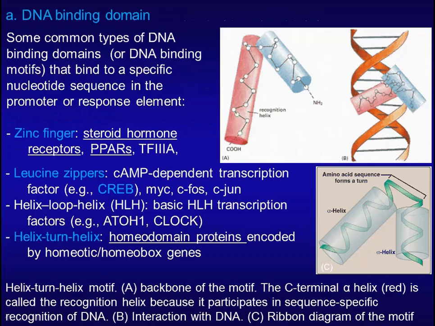DNA binding domains contain common structural motifs. For example, zinc finger is a motif found in steroid hormone receptors and PPARs. Leucine zipper is found in CREB. Helix-turn-helix is found in homeodomain proteins.